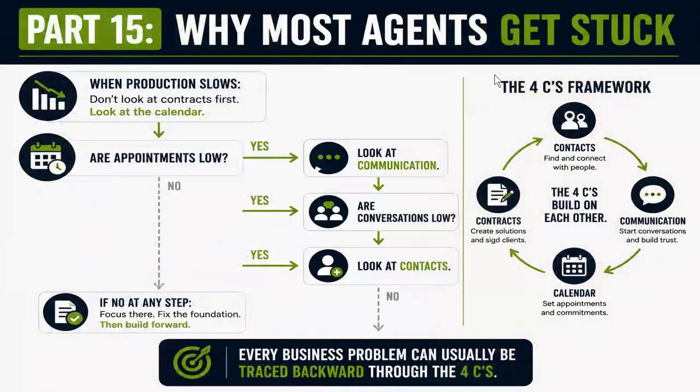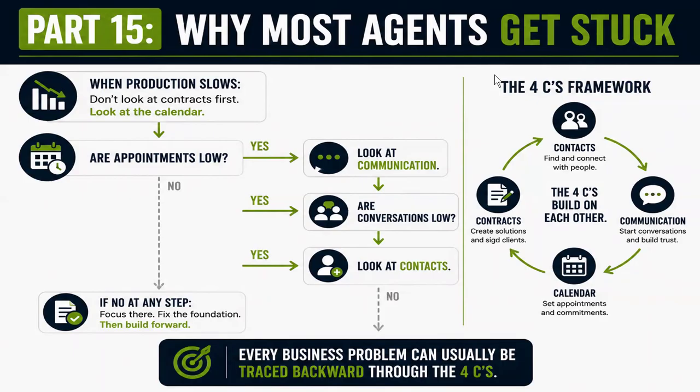When you look at the breakdown of why most agents get stuck, when production slows, they don't look at their contracts first. They look at the calendar. This is what you need to be doing. Most don't, but this is where you need to concentrate. Are your appointments low? Well, then look at your communication. Is your communication low? Well, then you need to look at your contacts.